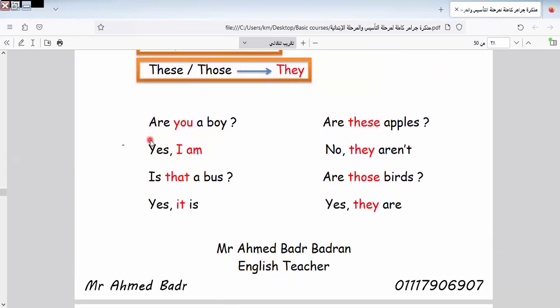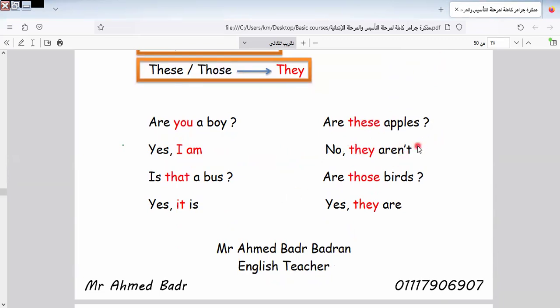Are you a boy? So I ask you, is he a boy or a girl? The answer is the reply. It will be yes, I am, or no, I'm not. If I'm a girl, I say no, I'm not. If I'm a boy, I say yes, I am. Are these apples? No, they aren't.